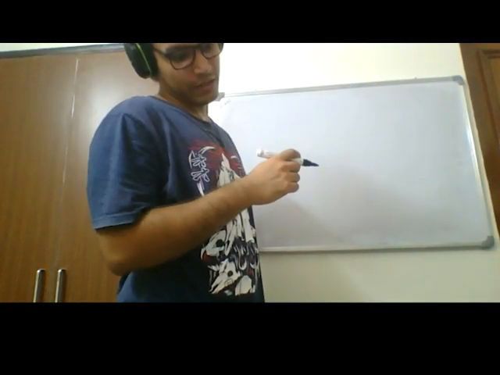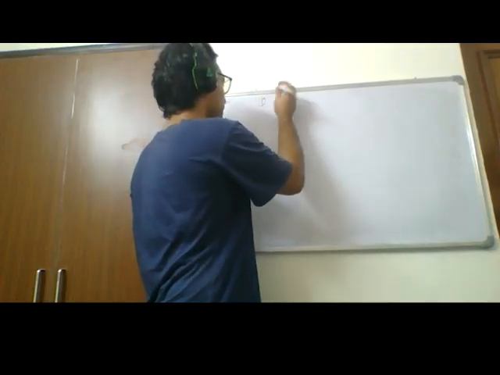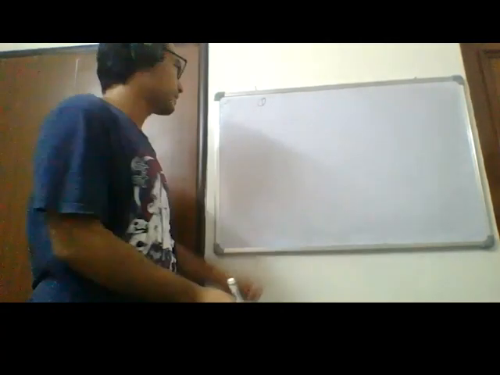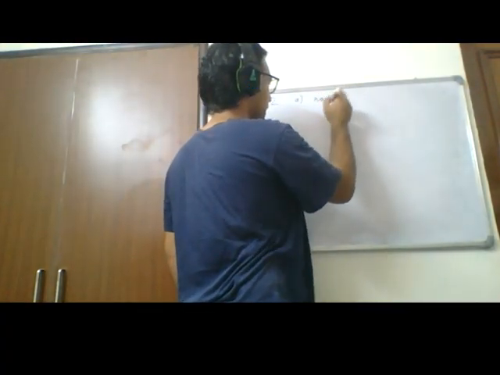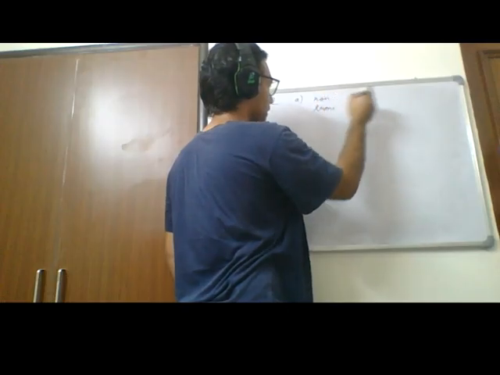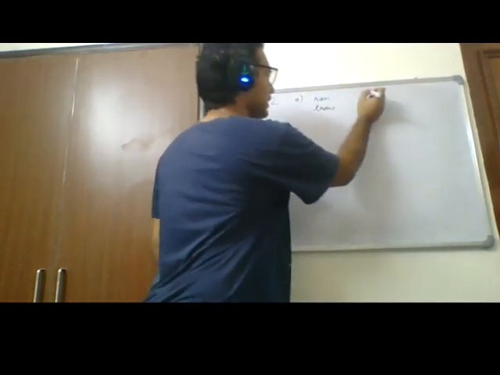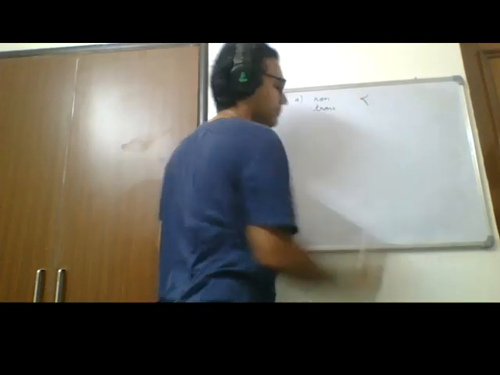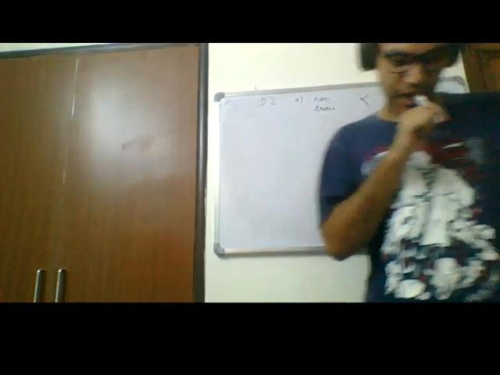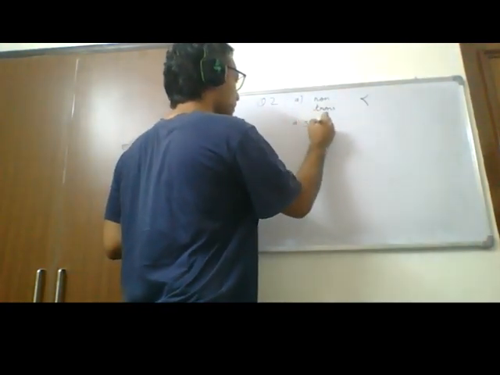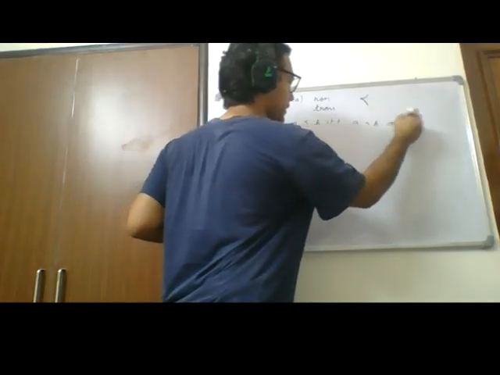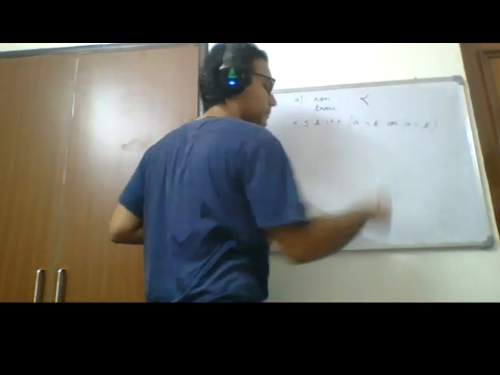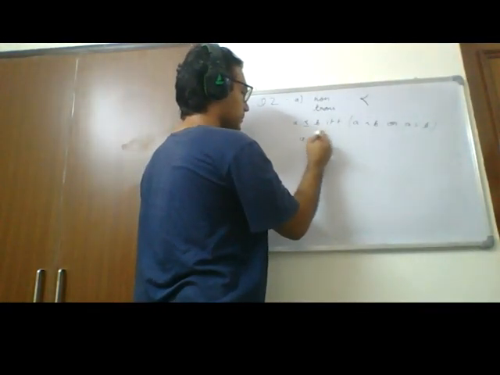So show that we can get partial order axioms and strict partial order axioms from each other. Okay, so what do we have? We have non-reflexivity and transitivity. Now A is less than or equal to B if and only if A is less than B or A is equal to B. So let's check for this one.